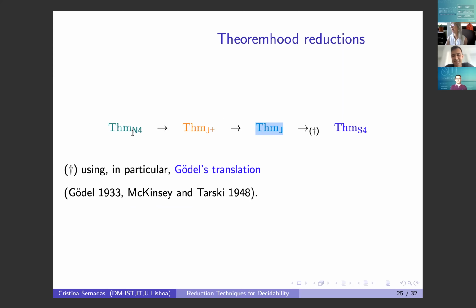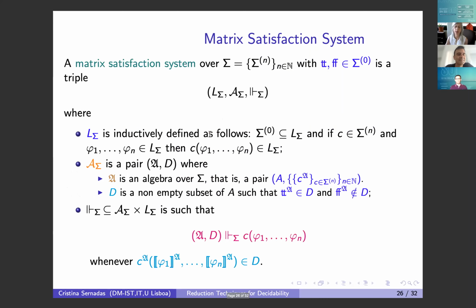And here I even have one of the first paraconsistent logics that appear, which is N4, Nelson's logic. And this one is also reducible to positive intuitionistic logic. And so the theoremhood of N4 is again decidable because theoremhood of positive intuitionistic logic is also decidable.